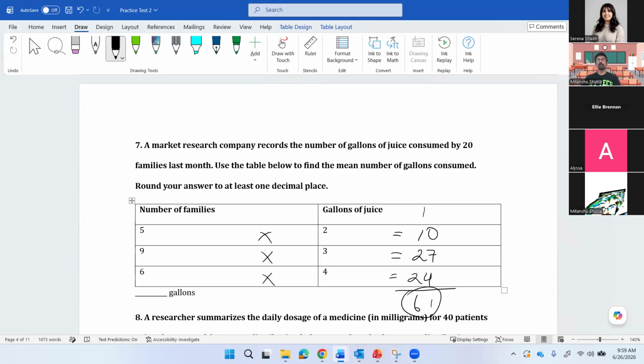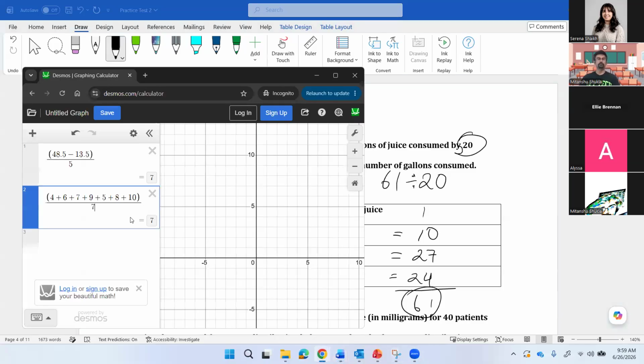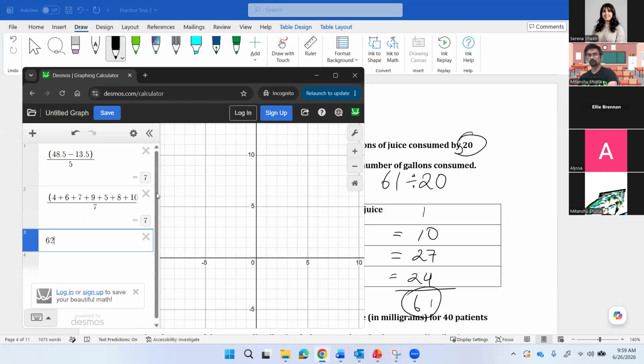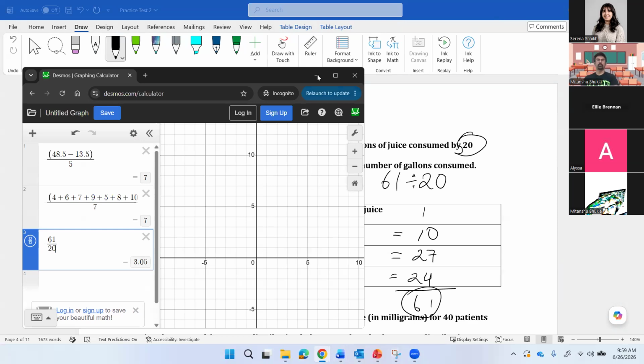And if I take 61, what do I do with that? Well, now I have to divide this by the number of families that I cared about in the first place. So I have to do 61 divided by 20. And when I do that in my calculator, I get 3.05.